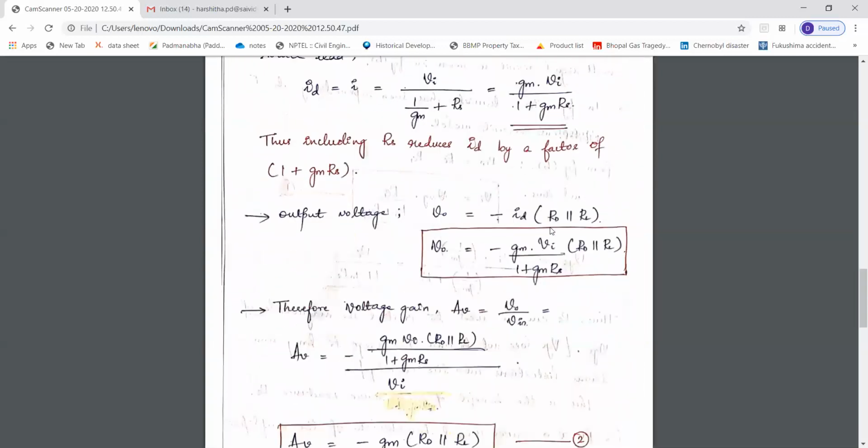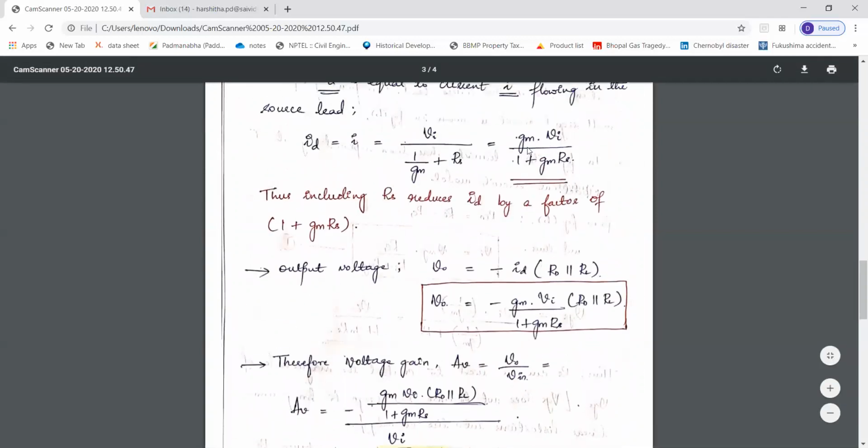So V naught is equal to the output current, which is nothing but the drain current. Since it is in the opposite direction, it is minus ID into the parallel combination of RD and RL. So what is ID equal to? Gm into Vi by 1 plus Gm into Rs, isn't it? So substitute this value here and we'll get V naught.